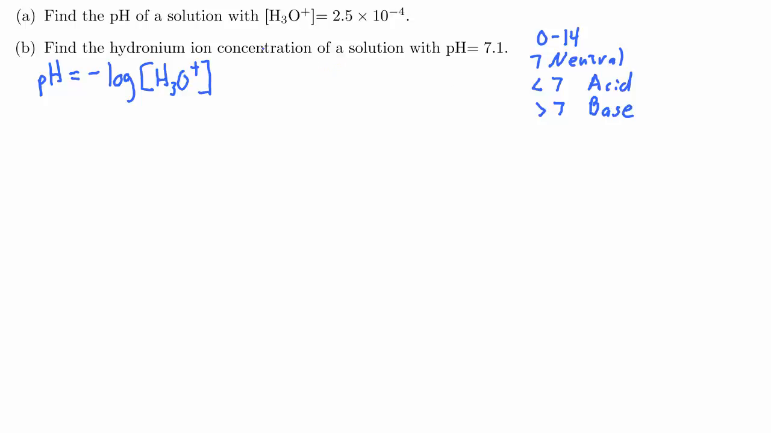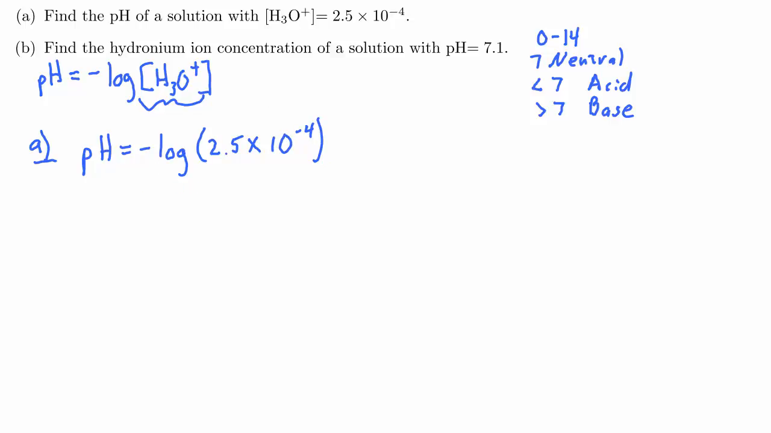Okay, so let's look at A. What A wants to know is what is the pH if the hydronium ion concentration H3O+ is 2.5 times 10 to the minus 4. Well, that's actually pretty simple. I just plug it into this formula here. So pH is equal to negative log of 2.5 times 10 to the minus 4. And this is what I want to type into the calculator.